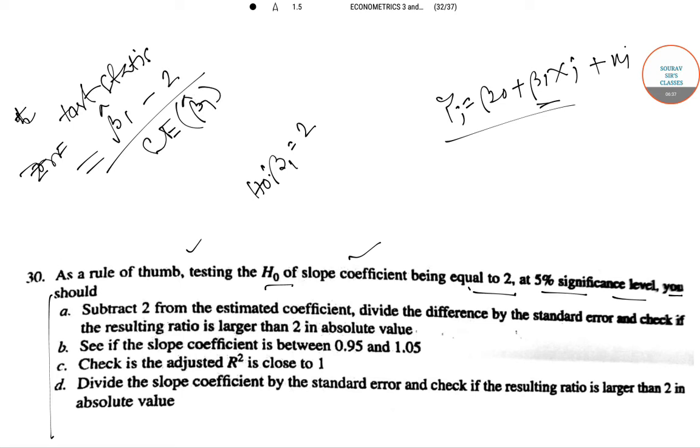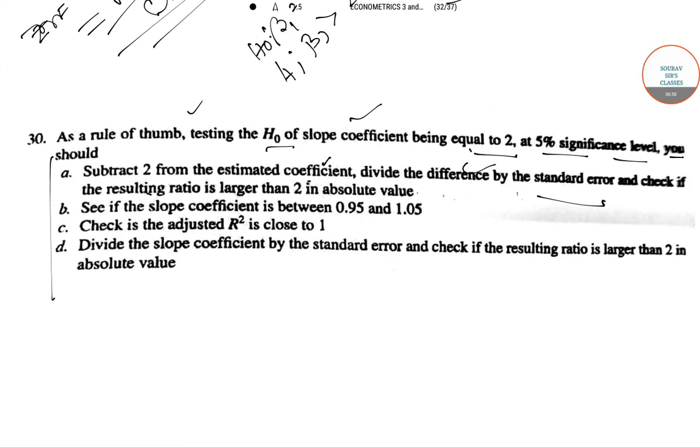So the first thing, subtract 2 from the estimated coefficient, divide the difference by the standard error and check whether this statistic is greater than 2 in absolute value. Only then, as it is greater than 2, the alternative hypothesis is beta 1 not equal to 2. So the first option, and the rest of the options are: the slope coefficient between 0.95 to 1.05, the R square, and dividing the slope coefficient without subtracting 2. Because we have set beta 1 equal to 2, we need to subtract the mean value from it. So therefore option 1 is the correct option.